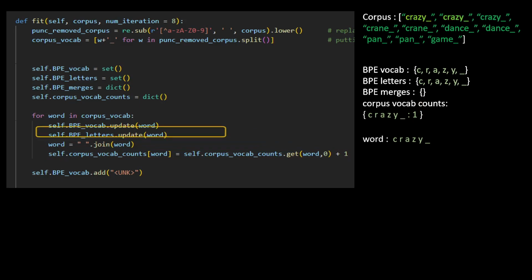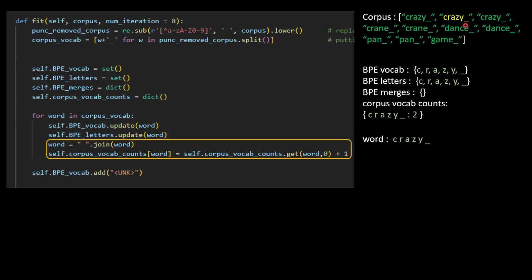Now if we go to the next word, this will be crazy again, and BP vocab and BP letters will not be updated, they will be the same. Not actually crazy, it's quite predictable, right? Because these are sets, the letters are already there, so it will not include anything more. But in the case of corpus vocab counts, this will be changed to 2 now. Initially it was 1, now it is 2. Why? Because till now we have seen crazy 2 times.